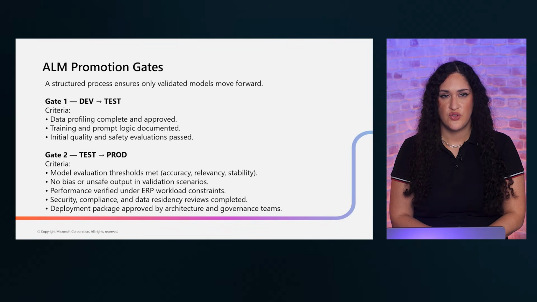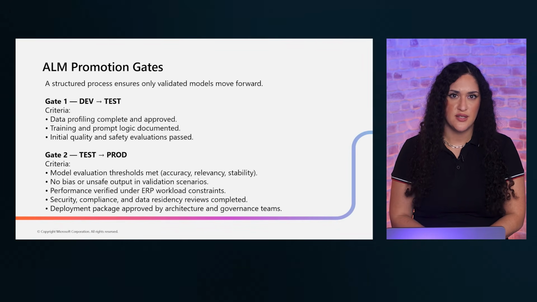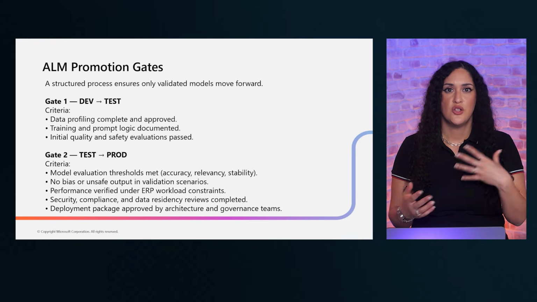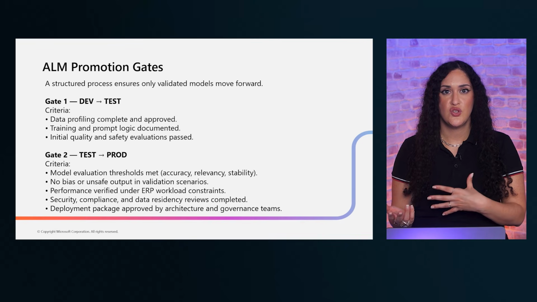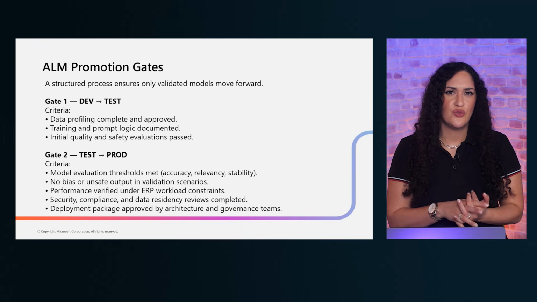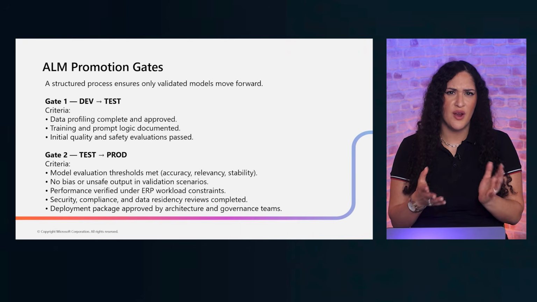The promotion gates follow a structured 2-gate process. Gate 1 from dev to test requires completed data profiling, documented training and prompt logic, and passing initial quality and safety evaluations. Gate 2 from test to production is comprehensive.